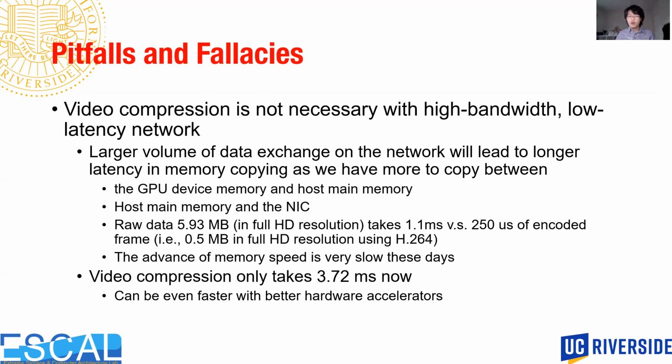Also, after discussing the amount of latency involved in video compression, you may be inclined to think that this process is unnecessary for low latency network. However, without compression, the large amount of data would not only incur network latency, but latency in memory copying as well. In our paper, the transmission of 5.39 megabytes of raw data took 1.1 milliseconds. The encoded frame, on the other hand, only took 250 nanoseconds. In our example, video compression only takes 3.72 milliseconds in total, and that could be improved by developments in hardware acceleration.